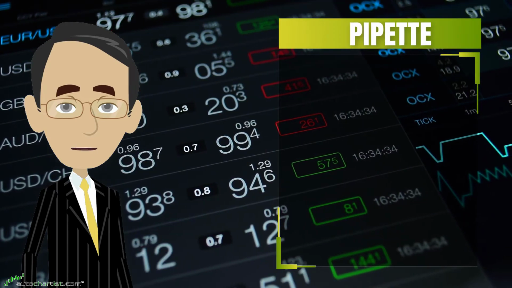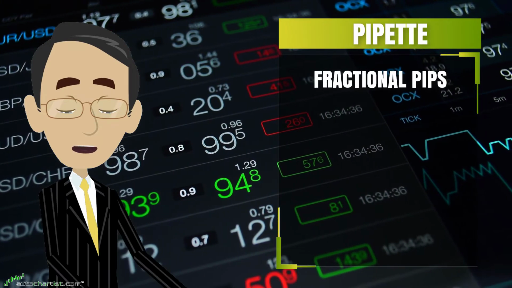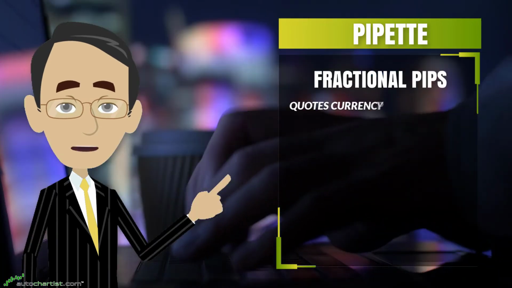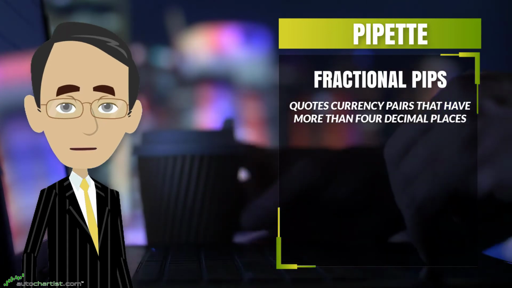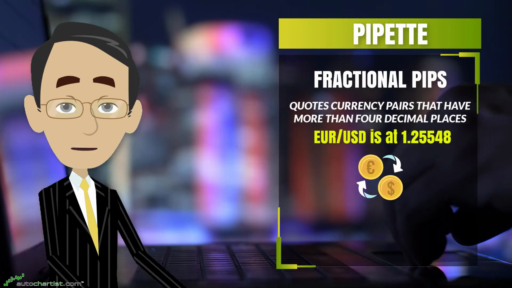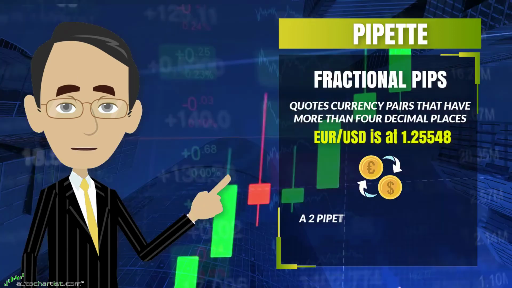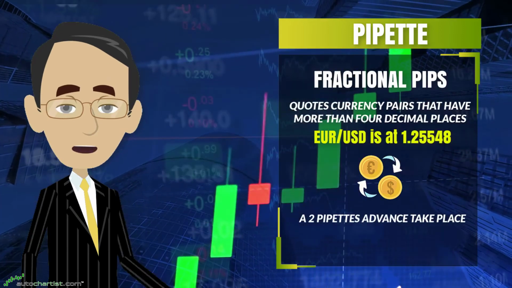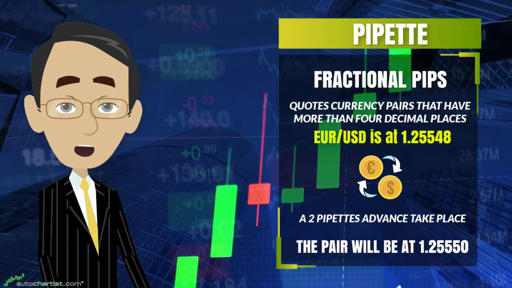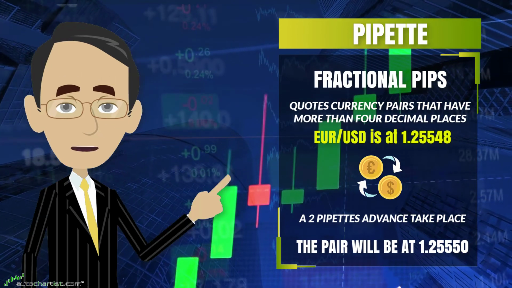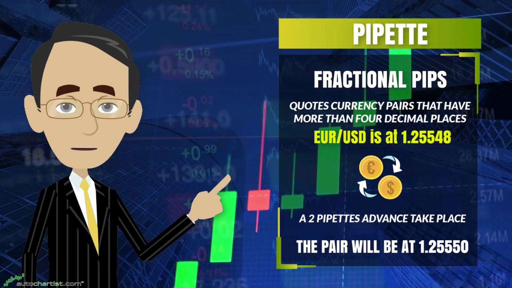Another term is a pipette. These are fractional pips and are used when a broker quotes currency pairs that have more than 4 decimal points. So if EUR USD is at 1.25548 and a 2 pipettes advance takes place, then the pair will be at 1.25550. So the 5th decimal digit in a platform represents pipettes.